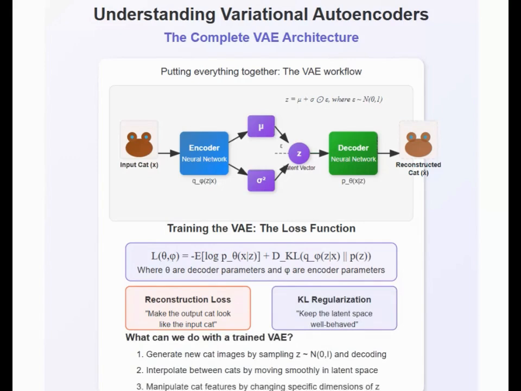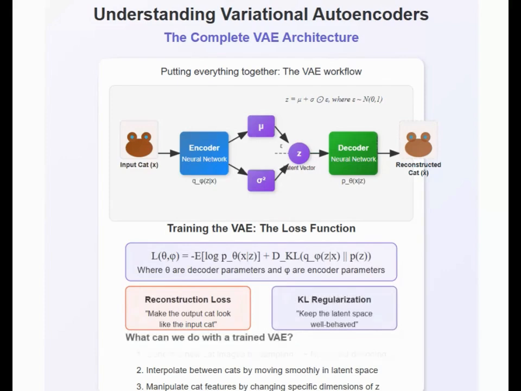Two, KL regularization, the KL divergence between q_phi(z|x) and p(z). This term encourages the approximate posterior to be close to the prior, usually a standard normal distribution. It essentially says keep the latent space well behaved. The balance between these two terms is crucial. Too much weight on reconstruction and the latent space might not be well structured for generation. Too much weight on KL regularization and the reconstructions might be poor.